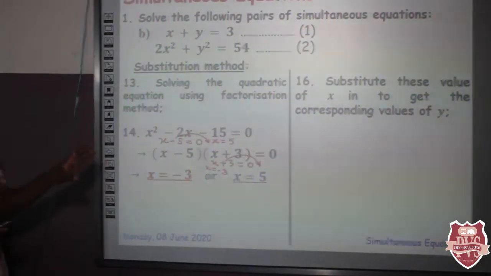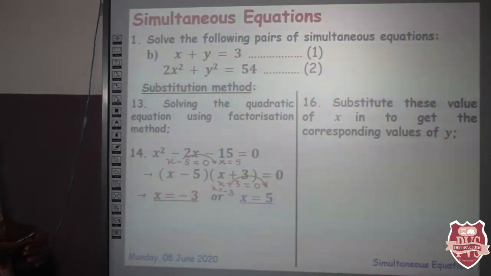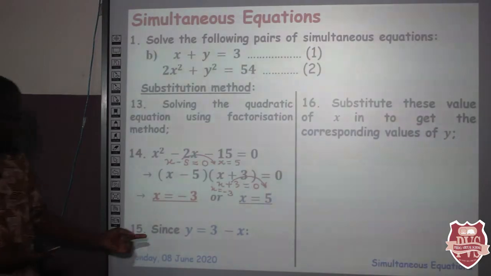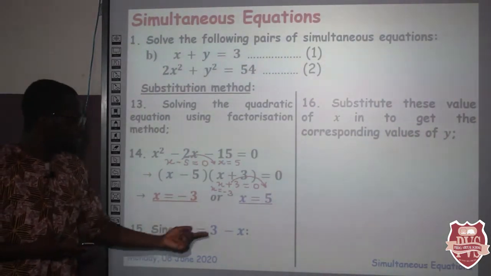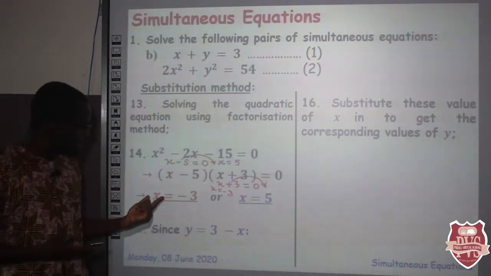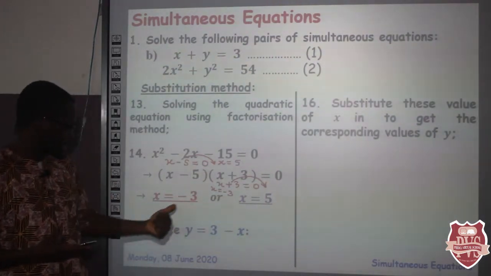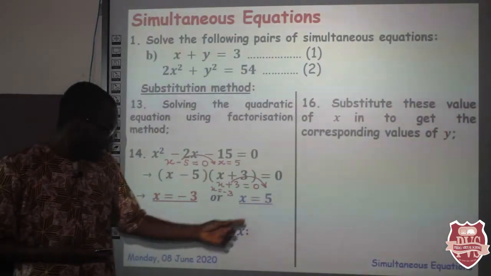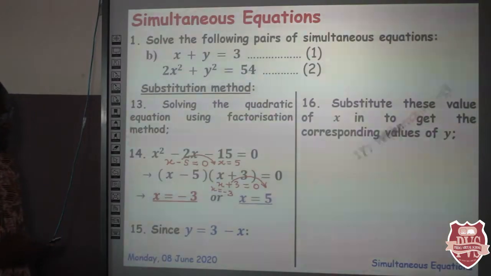Okay, so we now substitute these values of x to get the corresponding values of y. Remember we had this expression from earlier on, y is equal to 3 minus x. So to get the value of y, we'll substitute each of these values of x in there to get the corresponding value of y. So when x is minus 3, we'll get the value of y, and when x is 5, we get the corresponding value of y. So we do that next.